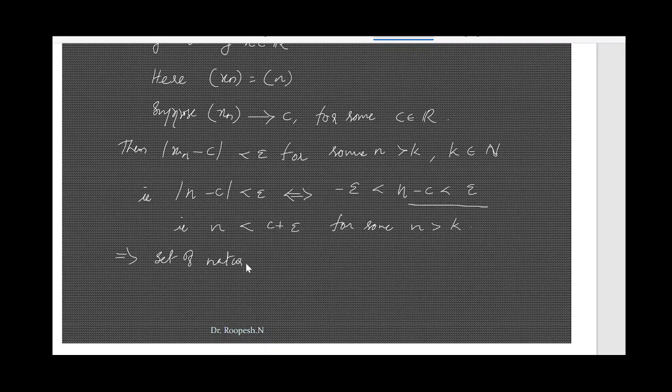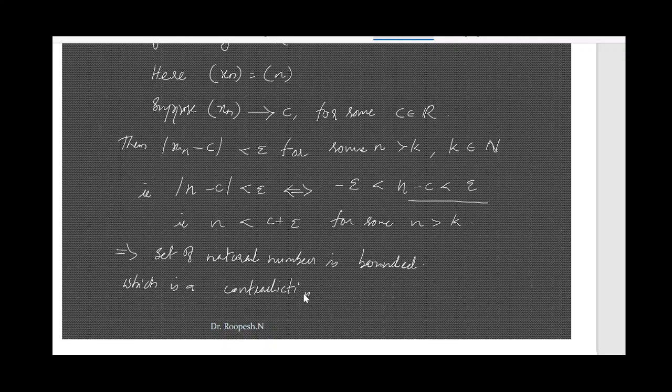Set of natural numbers is bounded. Is it bounded? No, right? So we are getting a contradiction. That means our assumption is wrong, which is a contradiction. Therefore, our sequence n cannot converge. So we can easily say that it does not converge.